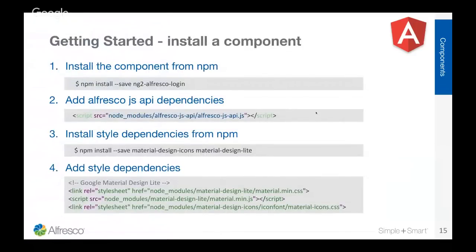This is an example of what I was saying before. In case you want to install one of the components, you just do npm install and the name of the component, and then you import the libraries inside your application. And because all the components rely on material design, you have to install material design and import all the related CSS and JavaScript inside your index page. All these things maybe can be a little bit complicated, and this is the reason why we created the generator. I'll show you later how to avoid all these steps just by using the generator.